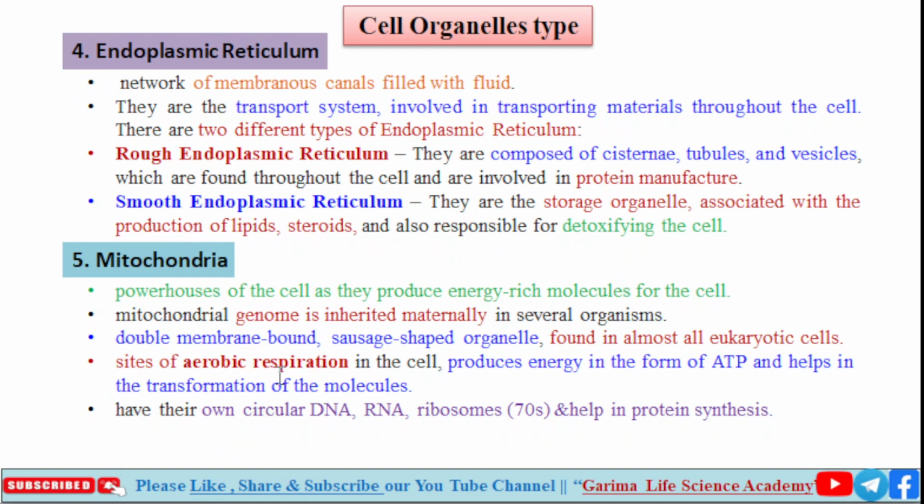Mitochondria is the site of aerobic respiration in the cell. It produces energy in the form of ATP and helps in transformation of many molecules. Inside the mitochondria, they have their own circular DNA, RNA and ribosomes. The ribosomes are 70S type. All these DNA, RNA and ribosomes help in protein synthesis.